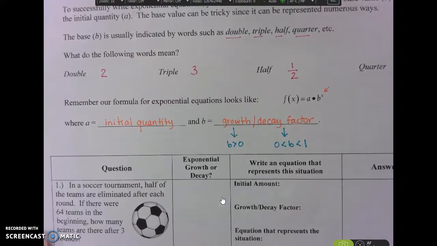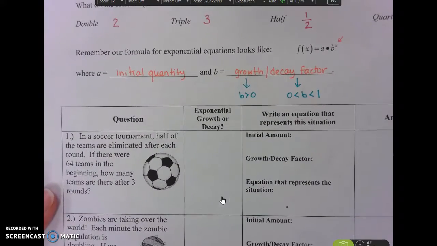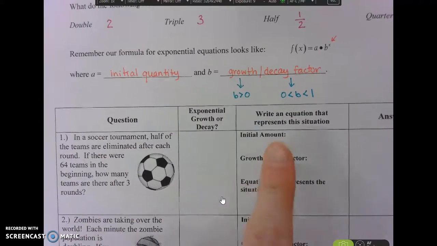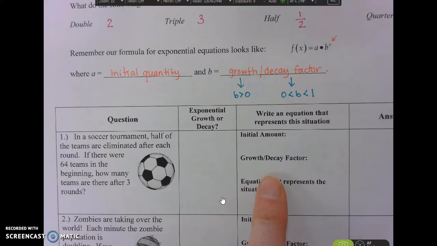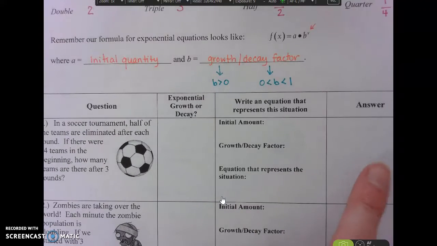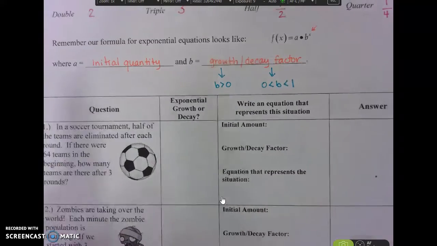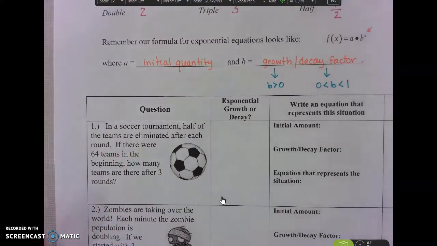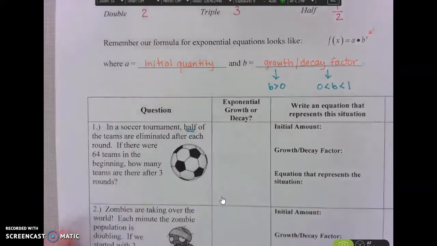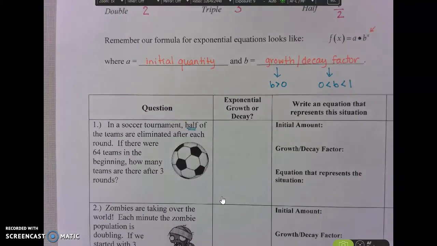All right, so given a word problem, first thing we're going to do is figure out whether we're exponential growth or decay. We'll fill in the information that we need in order to write our equation. We'll write our equation, and then we'll use that equation to get an answer to the question. So we've got a soccer tournament. Half, there's one of those keywords, of each of the teams are eliminated after each round. If there were 64 teams in the beginning, how many of the teams are there after 3 rounds?